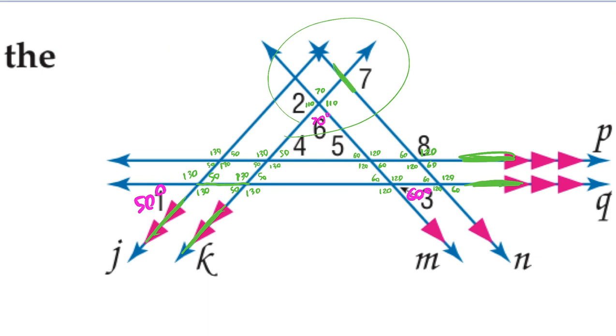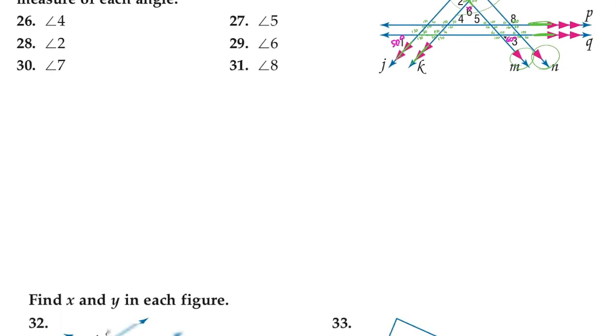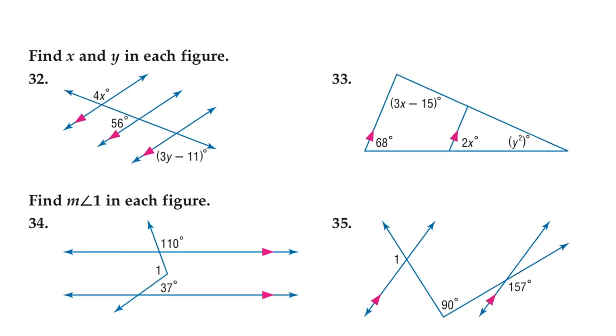But we do know this line's parallel to this, right? That's down here at the bottom. And so along the transversal, this is the same intersection. So 110, 70, 110, and 70. So that's how you could jump around a big picture, and that answers all the angles that we're looking for. Okay, find x and y here.